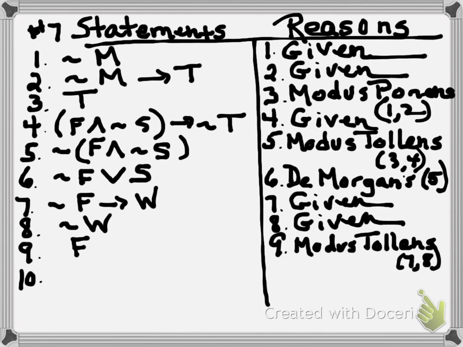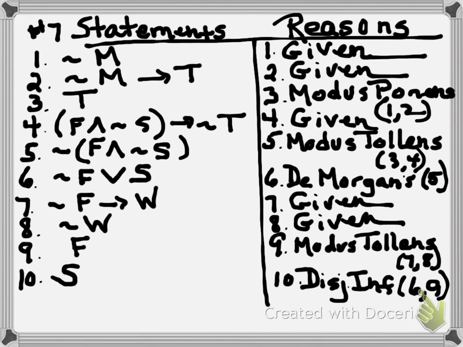This is a disjunction. F is true. Not F is false. For the disjunction to be true, one or both of them must be true. If not F is false, then it must be S that's true, which is exactly what you were supposed to be proving. So I'm going to put 6 and 9 together and get S by disjunctive inference. And lines 6 and 9 together.